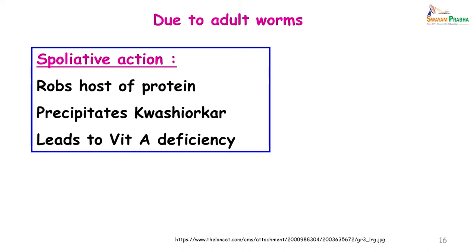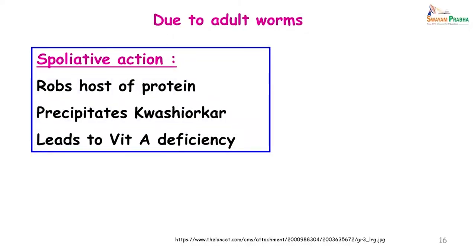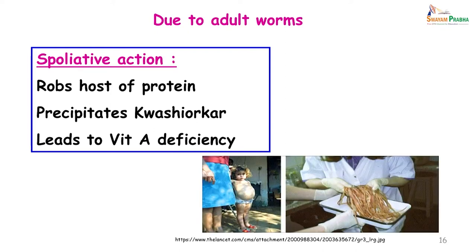Now, this is usually seen in young children who have a massive infection of roundworms. It will rob the host of proteins. In an adult, it may not be so noticeable, but in children, it precipitates kwashiorkor, and it also leads to vitamin A deficiency and night blindness. So, this is a child who has kwashiorkor as a result of roundworms. And when this child was operated, this is the number of worms they took out from her intestine.